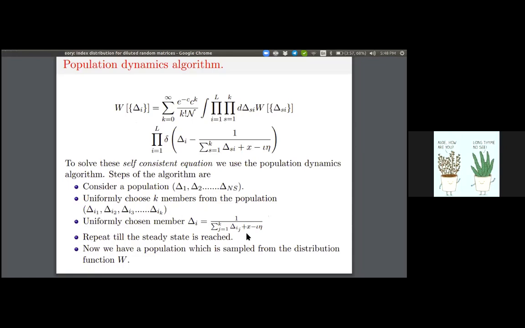And once we update it for long enough time, it will reach a steady state. I mean, this is a Markov chain of sorts, right? So it will reach a steady state, and you'll have a population which will be sampled from this distribution.